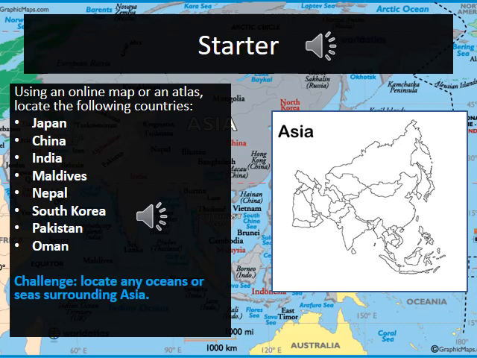In terms of oceans, the Pacific Ocean is in the east, and that is the ocean in which Japan lies, and the Indian Ocean is to the south. There is no ocean to the west, as it is a landlocked border with Europe, but in the north we have the Arctic Ocean.